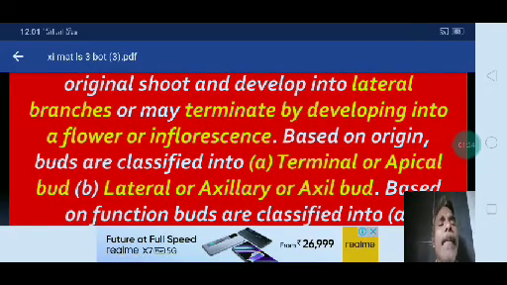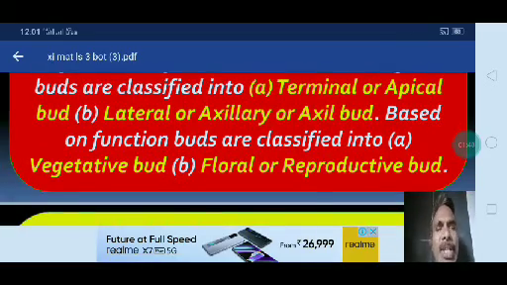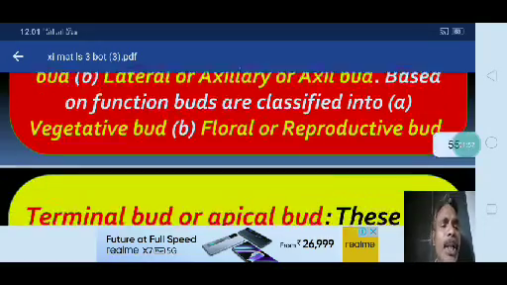Okay, the next one is based on the origin of buds. These are classified into two main categories: terminal bud or apical bud, and lateral bud or axillary bud. These are based upon the origin of classification. The next one is based upon the function of buds. They are again classified into two types: vegetative buds and floral or reproductive buds.